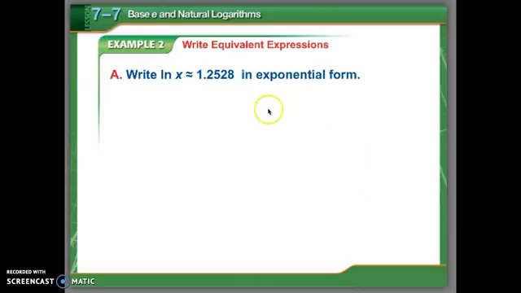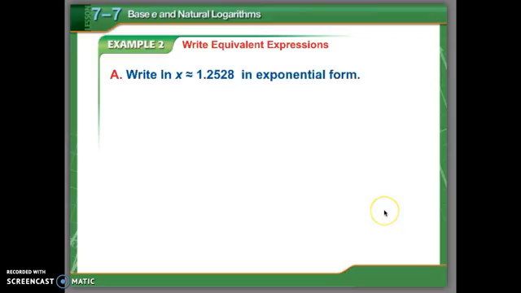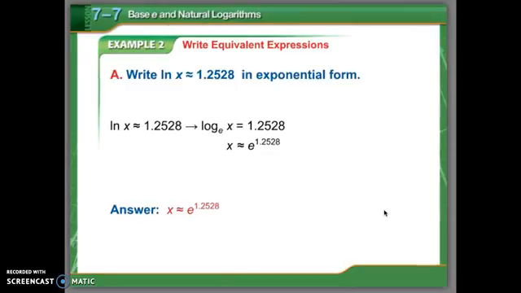Okay. Example 2, we're going to write natural log of x is approximately equal to 1.2528 in exponential form. So to do this, what we're going to do first is convert natural log x to rewrite it back as log base e, and then we're doing e to this power is approximately equal to x. So our answer here is just x is approximately equal to e to the 1.2528 power.